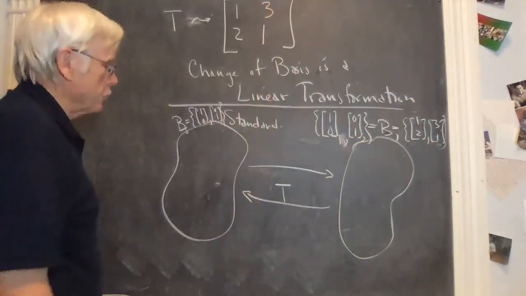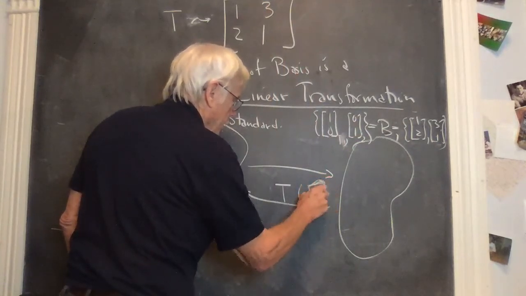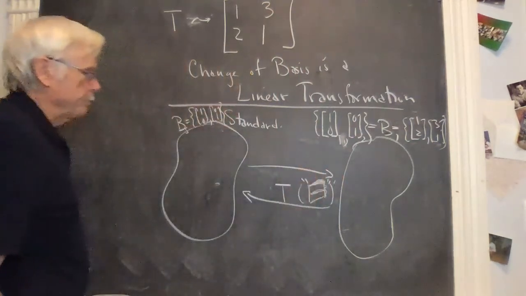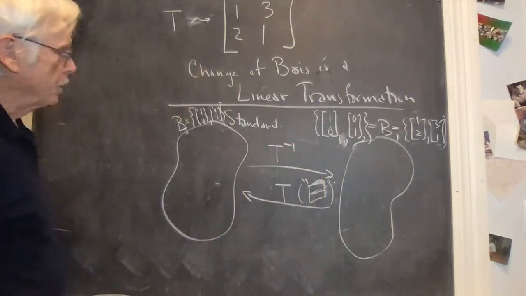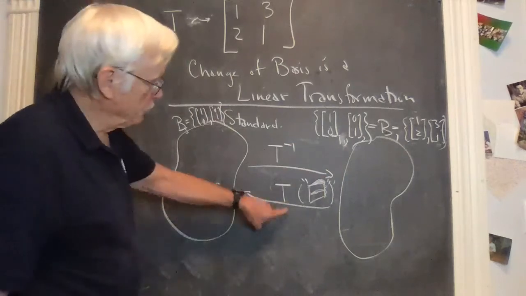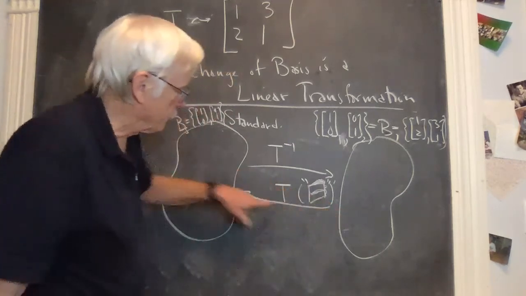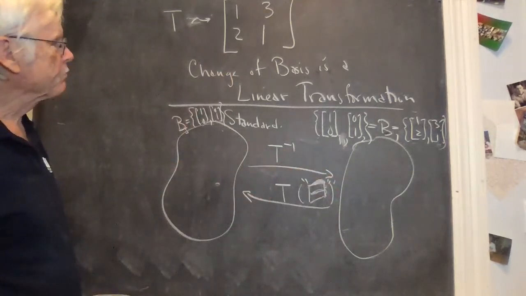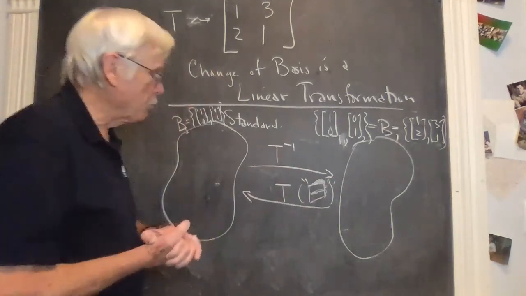So translation to the standard is really cake. In order to go the other direction, you have to find the inverse matrix. So translating back and forth between these two bases amounts to finding T from the B1 basis to the standard, and then translating back with the inverse matrix. And this is the basis of changing the basis from one vector space to another.